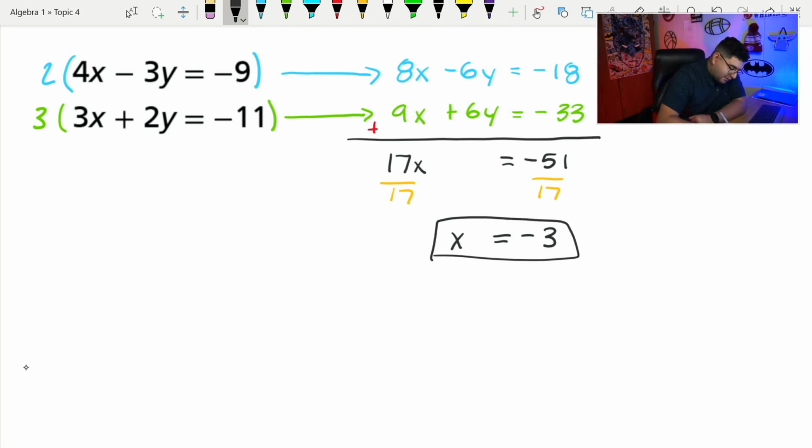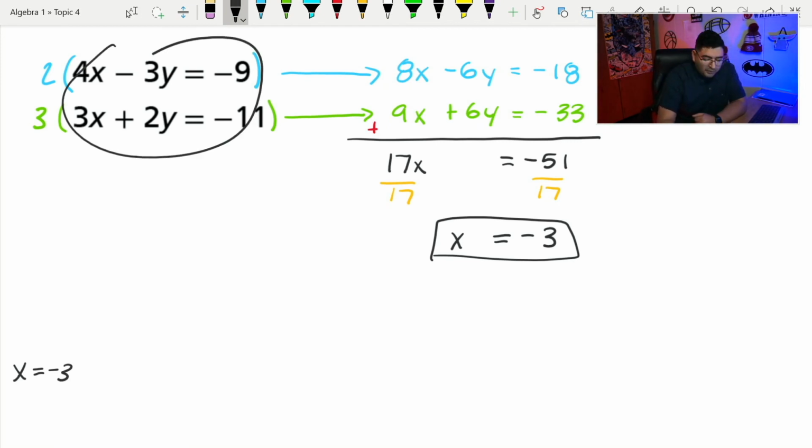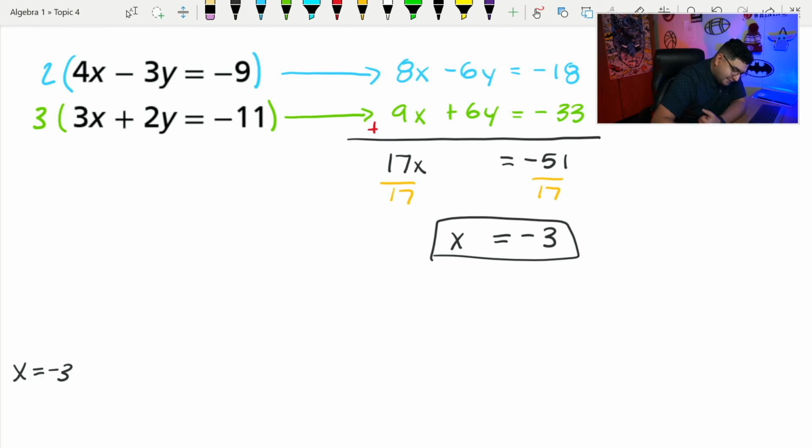And just like the last two problems, what we do now is take one of these two original equations, plug in x, and find out what y is. Now, if you wanted to, you could also use one of the blue or green equations. They're the same equations, you'd get the same answer. I'm going to go ahead and use the bottom one for this case. So I'm going to take 3x plus 2y equals -11. And I'm going to substitute the -3 in for, not the y, sorry, but for the x.